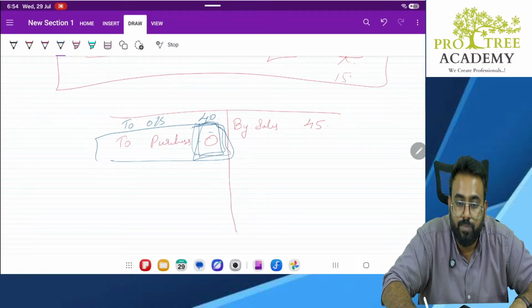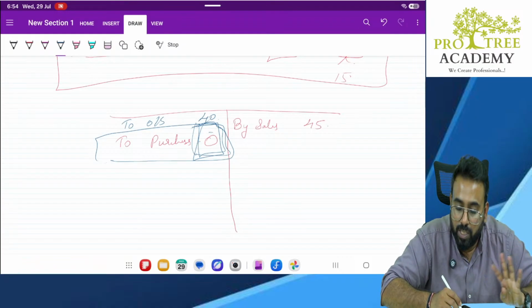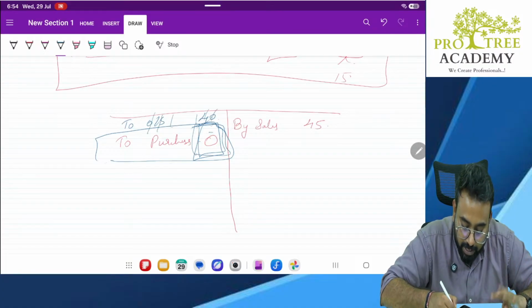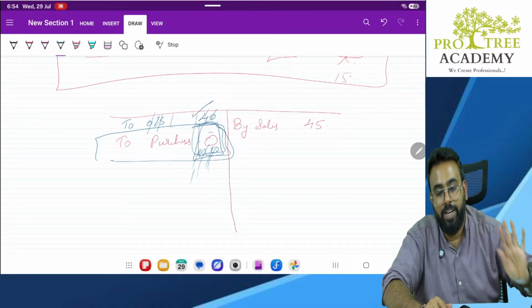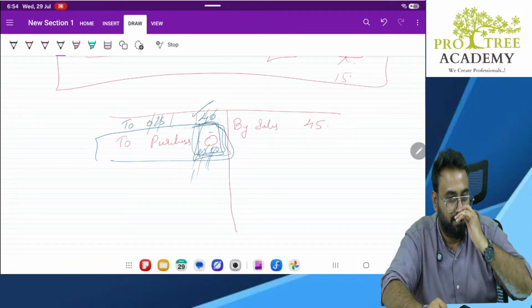Correct or no? Sir, no, sir, I don't have opening stock. I purchased. It would have come here. No, sir, I am not purchasing. I had opening stock. It will come here. So, whatever it is, it will come on the debit side.